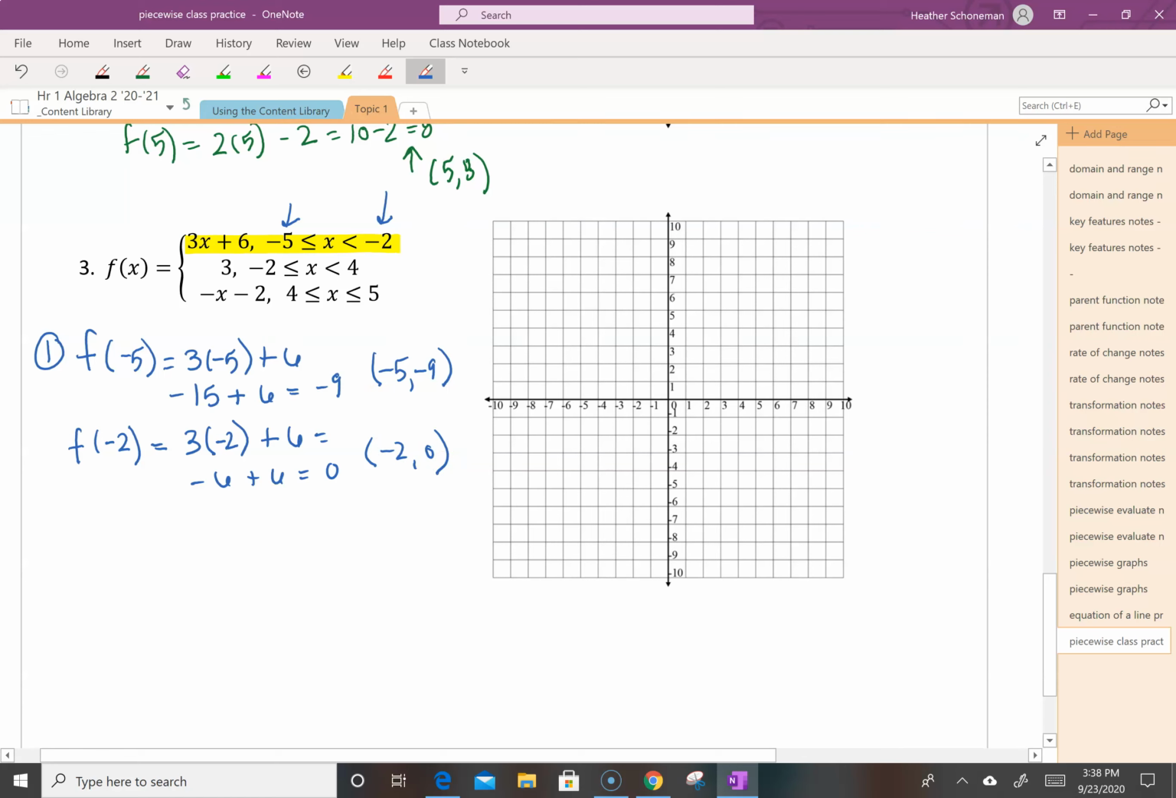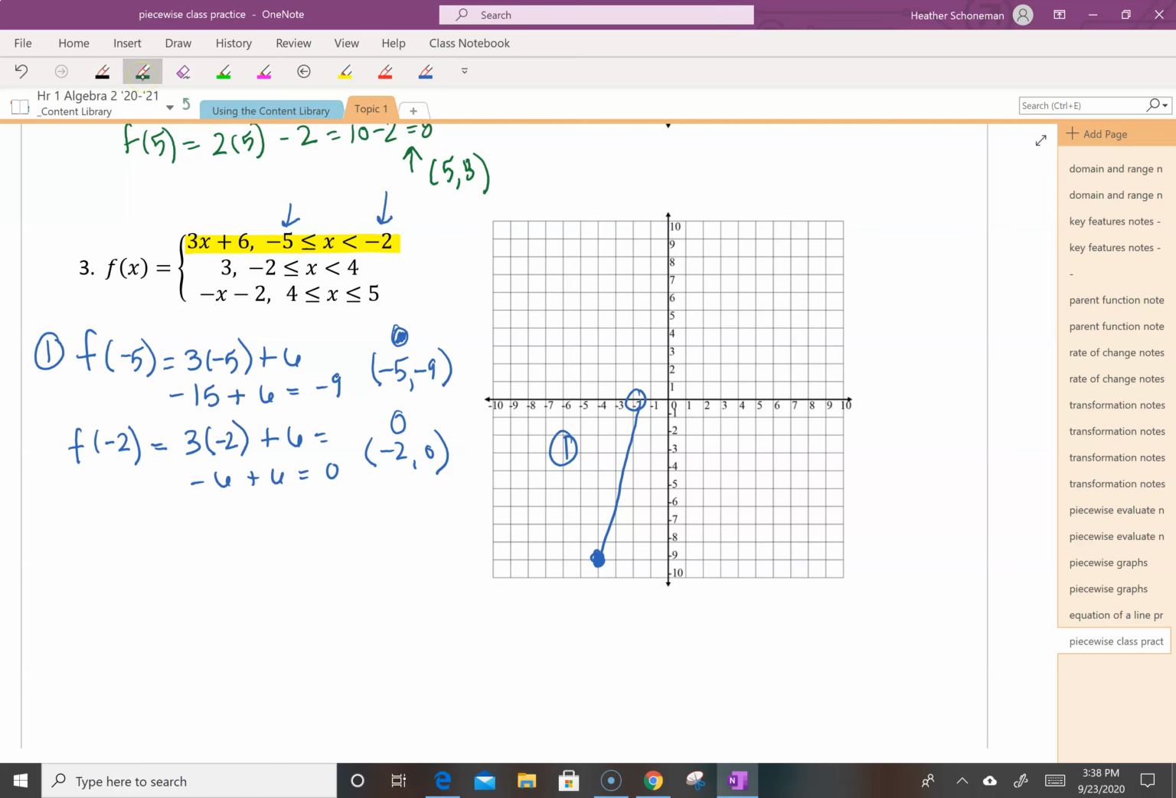Okay, so I'm going to plot -5, -9. I'm going to plot -2, 0. Oh, I got to pay attention. Over here, less than or equal to, closed dot. Over here, less than, open circle. So this one I made a mistake. This should be an open circle. This is a closed dot. Connect the points. There's line 1.